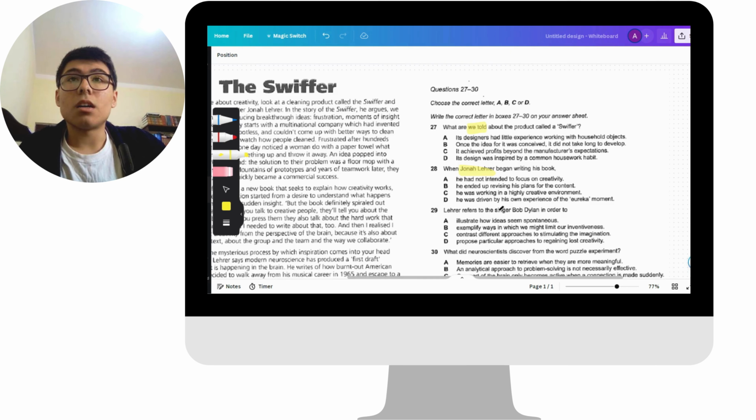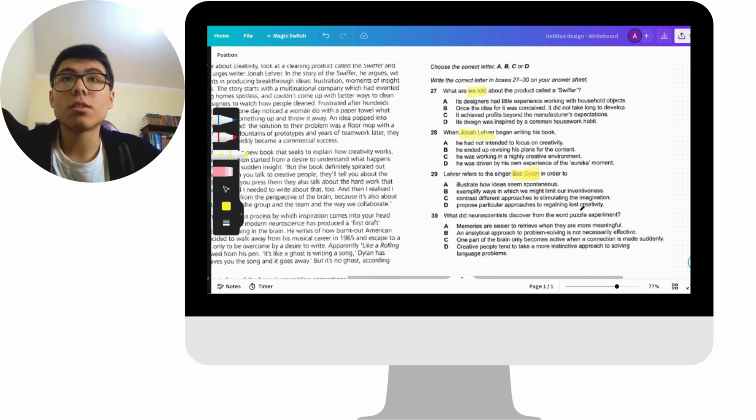Lehrer refers to the singer Bob Dylan. Bob Dylan is an unchangeable keyword. It is gonna be easy to find it in order to do something. It is mainly a purpose question. They are referring to some sort of person to do what? What did neuroscientists discover from the experiment? Word puzzle experiment. This is a keyword here.